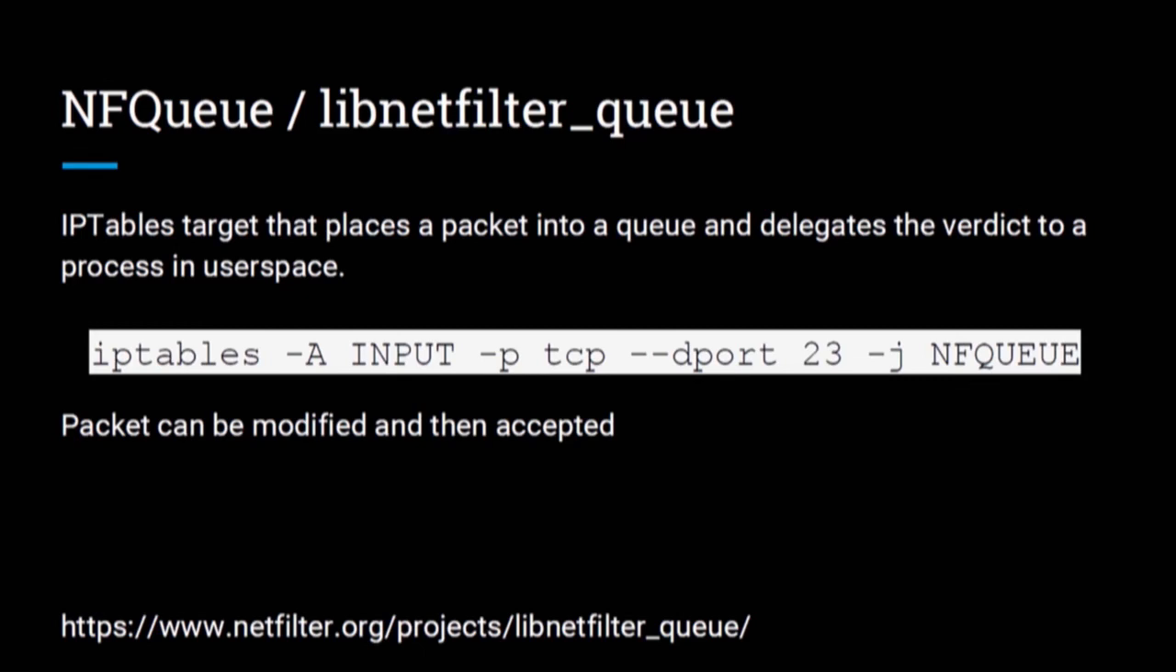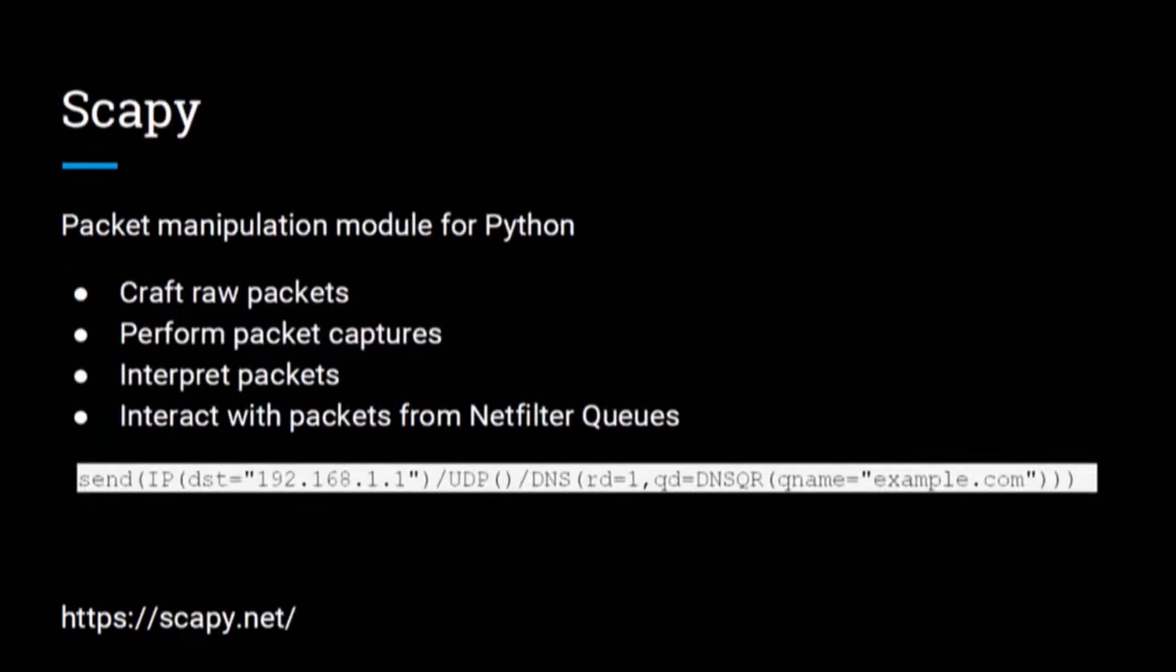Really quick to set it up, here's the iptables command. We're going to add NFQ, and we're going to send traffic to destination port 23 to NFQ. And from there, it's accessible from user space. Now, what do we use to deal with those packets? We're going to use Scapy. For those of you who aren't familiar, Scapy is a Python module that allows for packet manipulation and decoding. We can craft raw packets, and we can interact with netfilter queues.